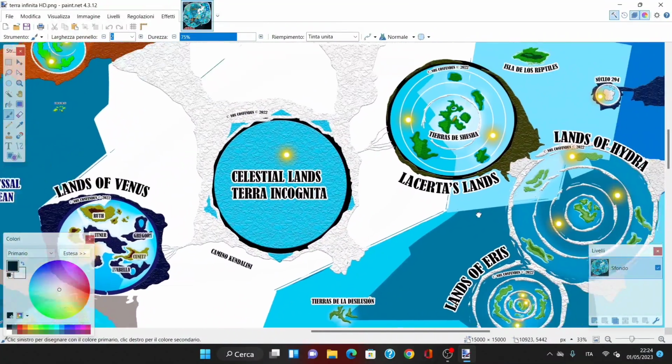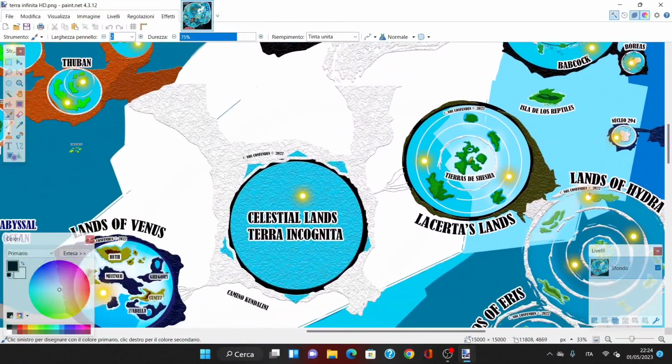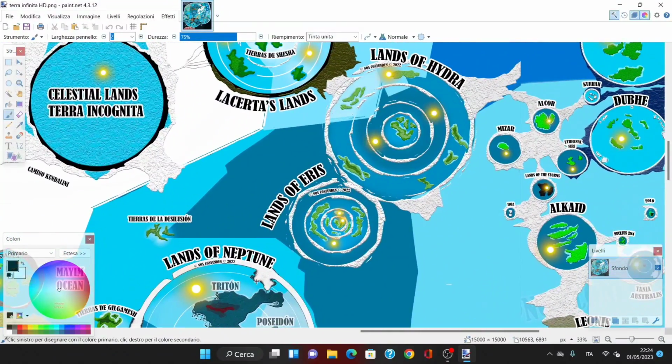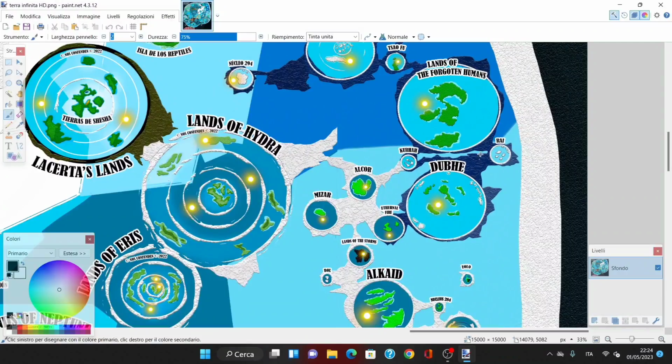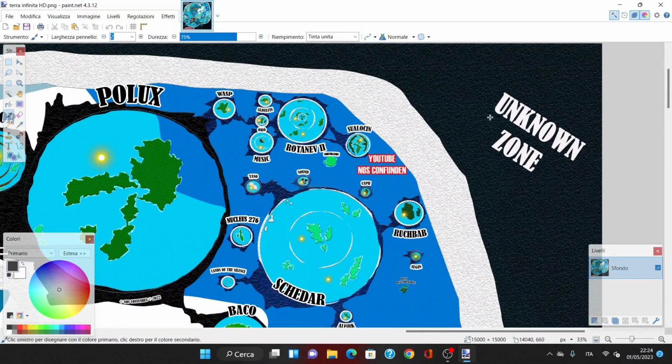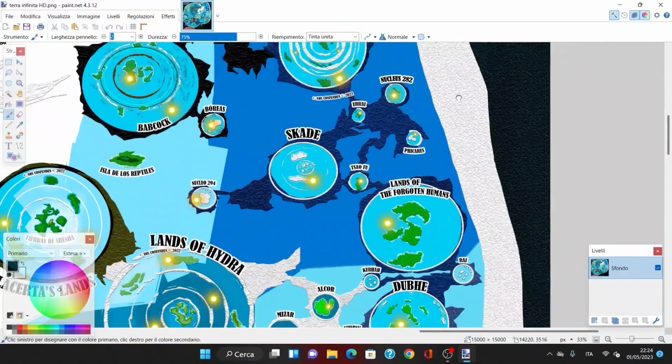So, this episode we're going to concentrate on the lands east of what we recently did. So we did the lands of Neptune, and today we will go east from here and arrive to the borders of the known universe, which is then limited by the unknown zone, which not even Nos Confunden himself knows how to explain.